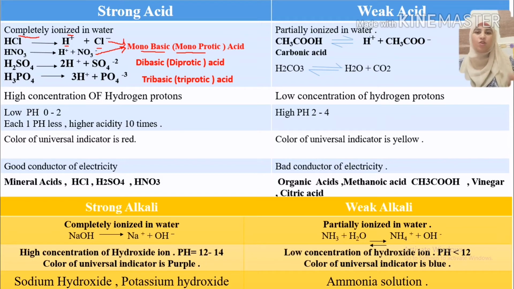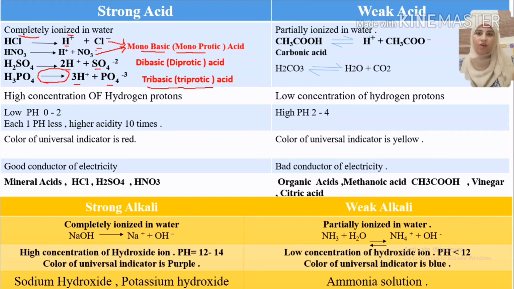Sulfuric acid can donate two hydrogen protons. It is a dibasic, diprotic acid. Phosphoric acid H3PO4 can give 3 hydrogen protons and a phosphate group. So we have a tribasic, triprotic acid. So acids are completely ionized in water. All of these reactions are one-direction reactions. Just by adding hydrochloric acid, it will be directly converted into hydrogen proton and chloride.